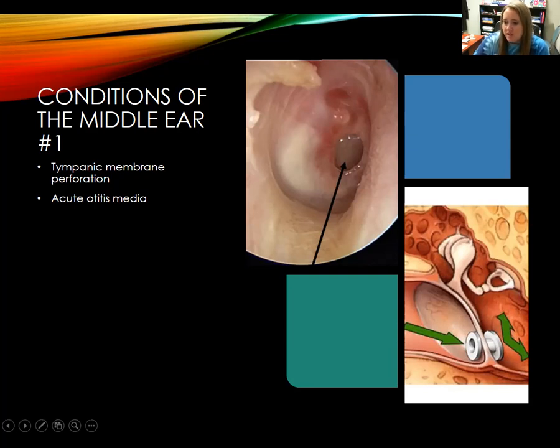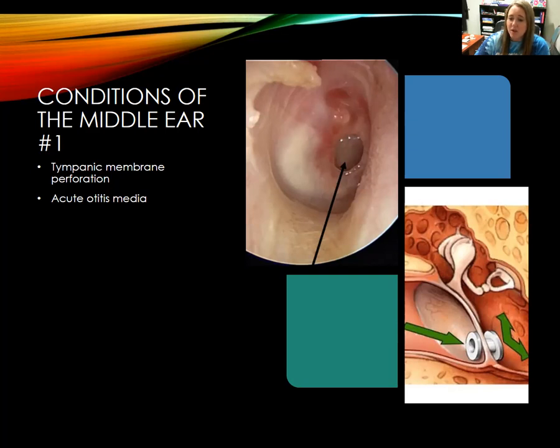Let's see, serous otitis media is fluid in the middle ear without evidence of infection. So maybe they just have a feeling of fullness and fluid in the ear, but there's no sign of infection. And then chronic otitis media is the result of recurrent episodes of acute otitis media. And this can damage the tympanic membrane, the ossicles, and can even involve the mastoid bone. Treatment would just be to prevent the acute otitis, but then there's some surgical interventions as well.